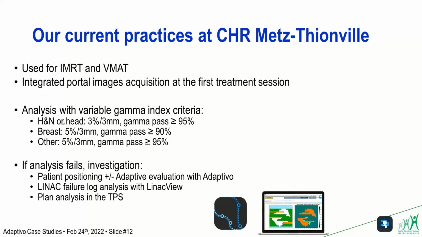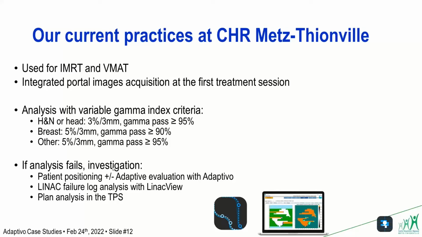For head and neck or head treatment, where we have a mask for the positioning, we use 3%, 3 millimeter, and the gamma pass rate should be superior to 95%. For breasts, we have 5%, 3 millimeter, and 90%. And for other locations, we have 5%, 3 millimeters, 95%. If the analysis fails, then we have to investigate why it fails.